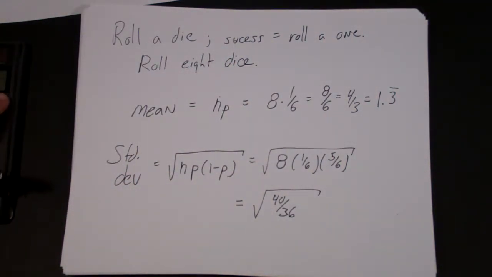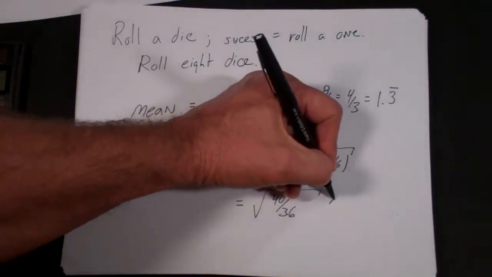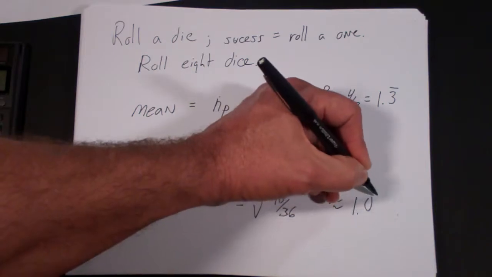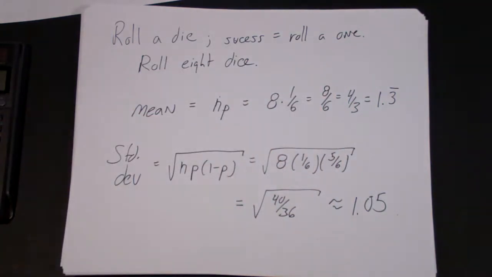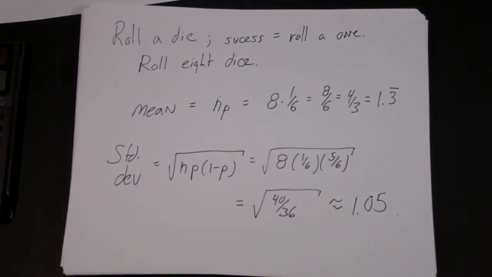You could simplify that, but I think a decimal would be fine. That's 40 divided by 36, and then you take the square root of that. And you get approximately 1.05. And that would be the standard deviation. And that's how you do mean and standard deviation of a binomial distribution.